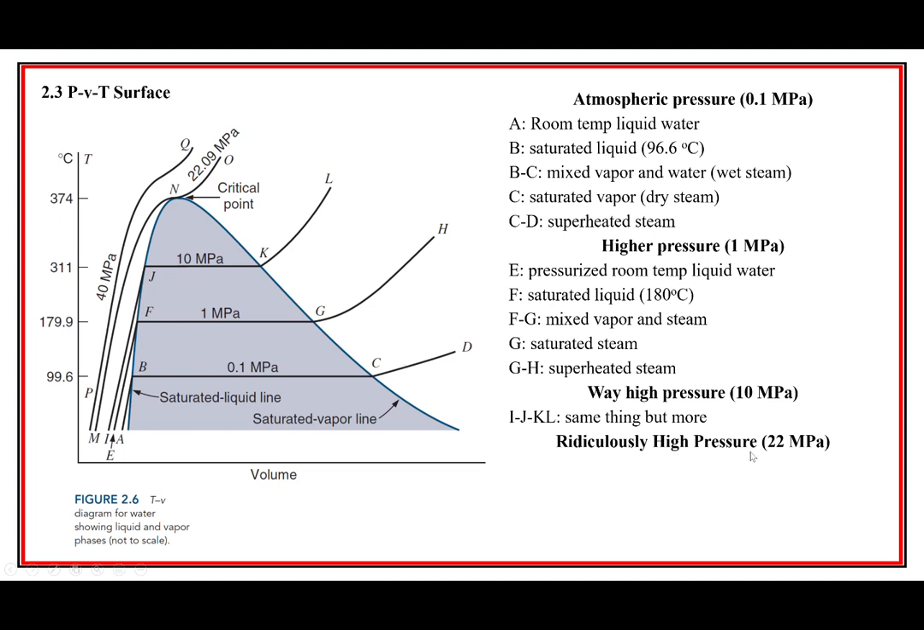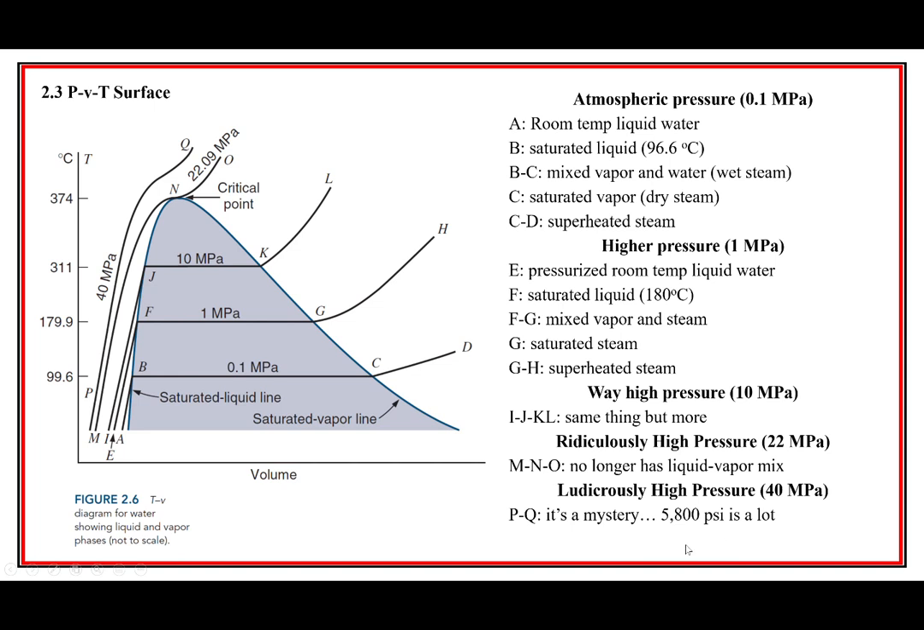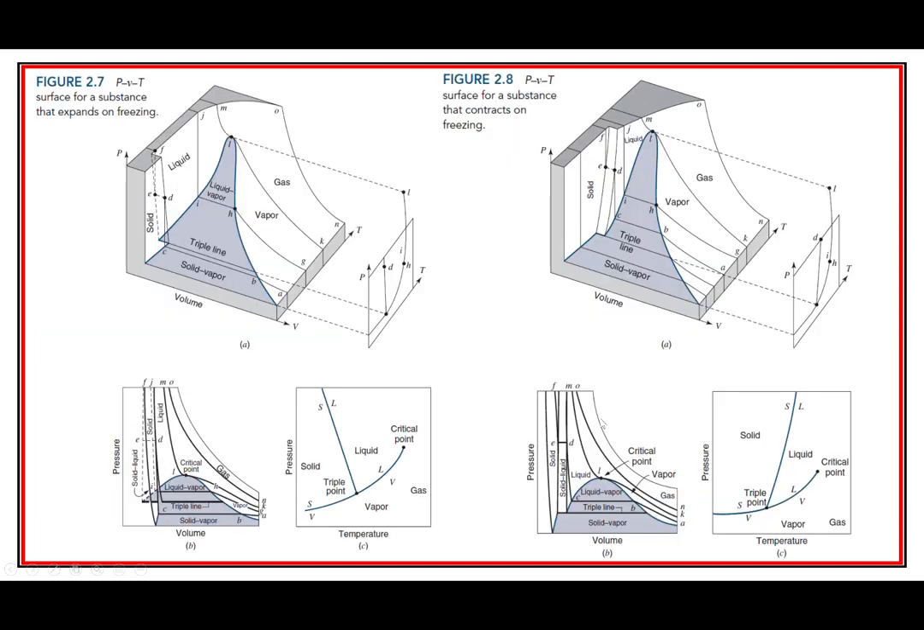And then we have ridiculously high pressure, 22 megapascals. And we're going from liquid right here, pretty much at the critical point, boom, right up to steam. So we never go to wet steam, and we no longer have a liquid-vapor mix. And then ludicrously high, they're saying 40 megapascals. I don't know if that's possible, but probably is somehow. It's a mystery because that's like 5,800 psi, a crazy amount. That's what researchers look for, and we don't really care about what's taking place right in here.